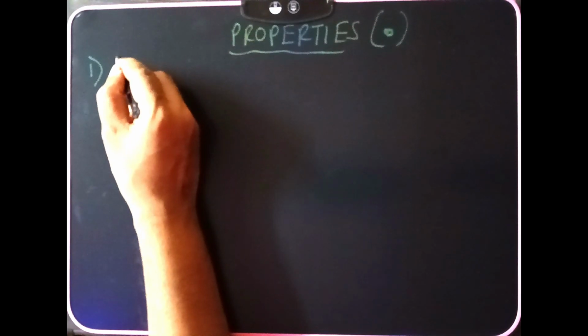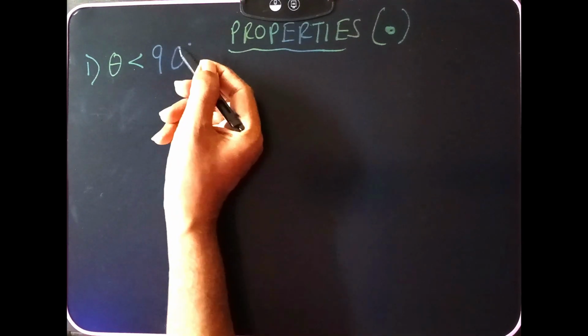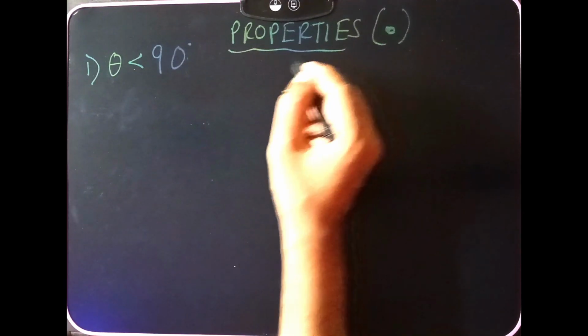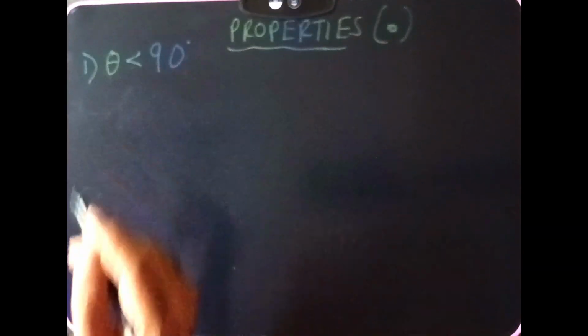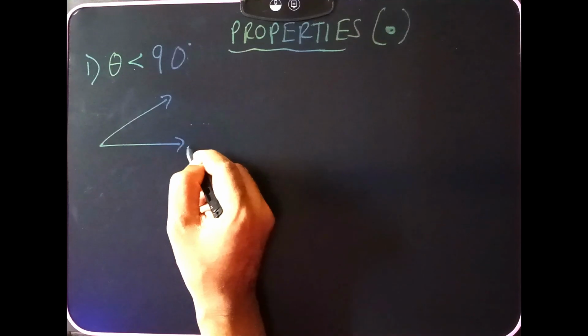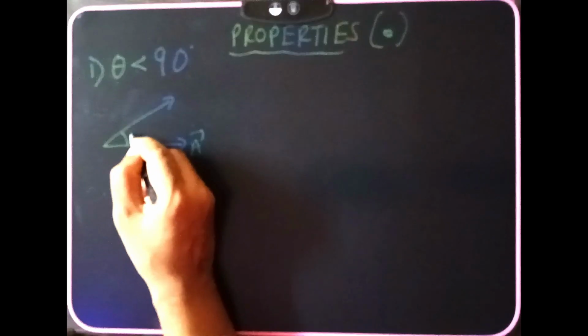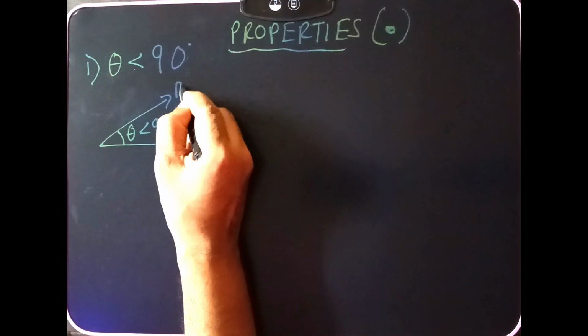First case of first property is when theta is less than 90 degrees. Second property will be when theta is greater than 90 degrees, and so on. So first we'll consider theta less than 90 degrees. So we'll have two vectors here, and this is theta less than 90 degrees, right?